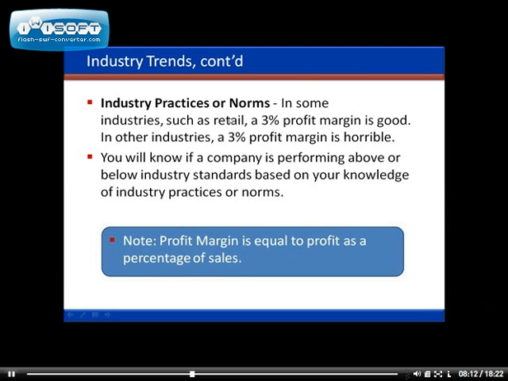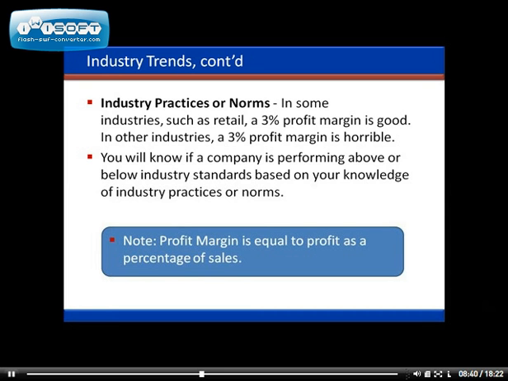Industry practices or norms. An example of this is like the profit margin. In retail, a 3% profit margin is good. However, in other industries, a 3% profit margin is horrible. The only way that you can know if a 3% margin is horrible in your particular business is to actually understand the industry that they are involved in.